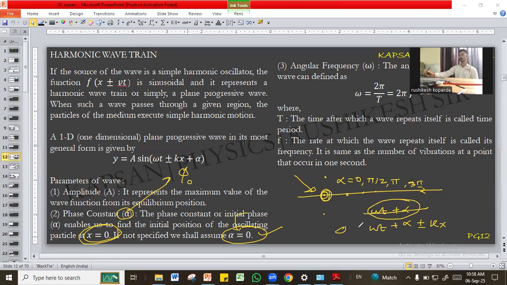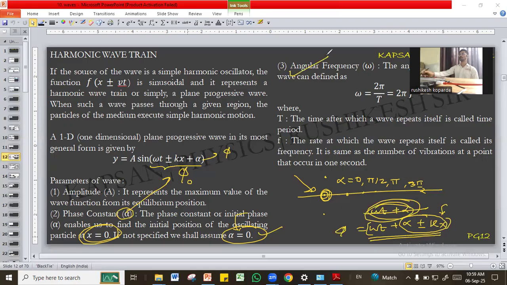The phase of oscillation was only this. Now the phase of the wave is this; the kx term is also required there. If you fix the place, no problem, this alpha plus kx will become a single constant. But whatever is written inside the sine function will be called the phase, represented by phi.